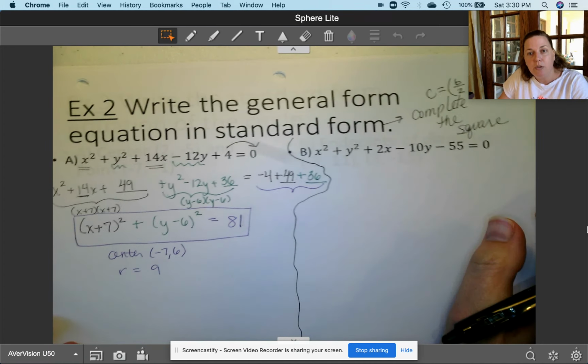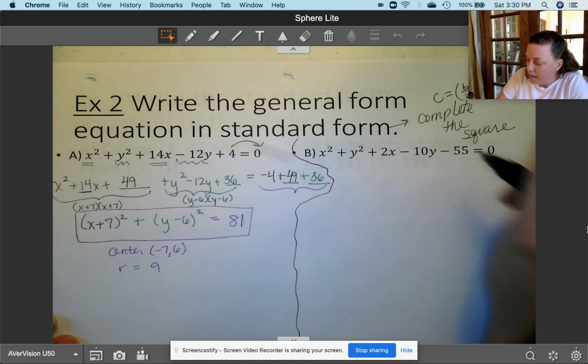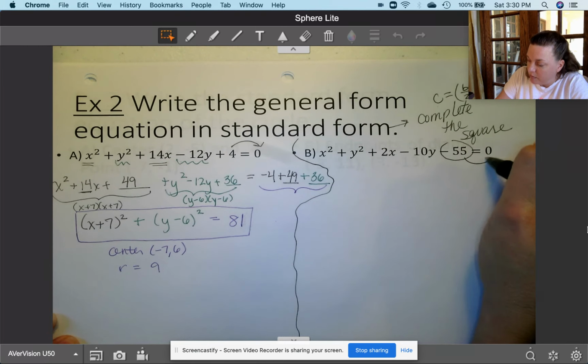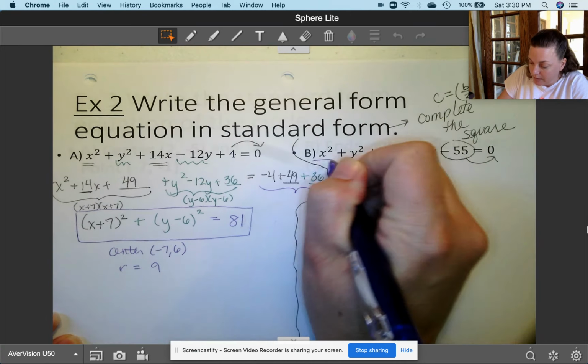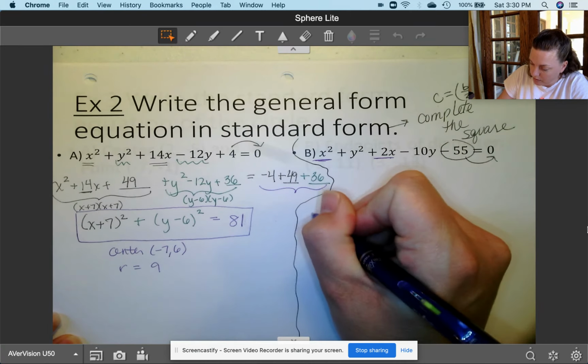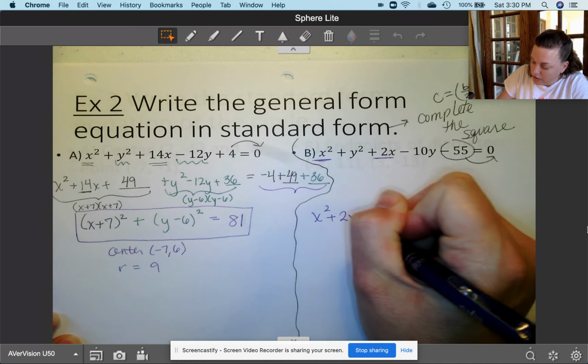So again, just one more for practice here. I'm going to take my negative 55 and move it to the other side, and combine some like things together. So I have my x squared and my 2x. I'm going to work down here: x squared plus 2x plus a blank.